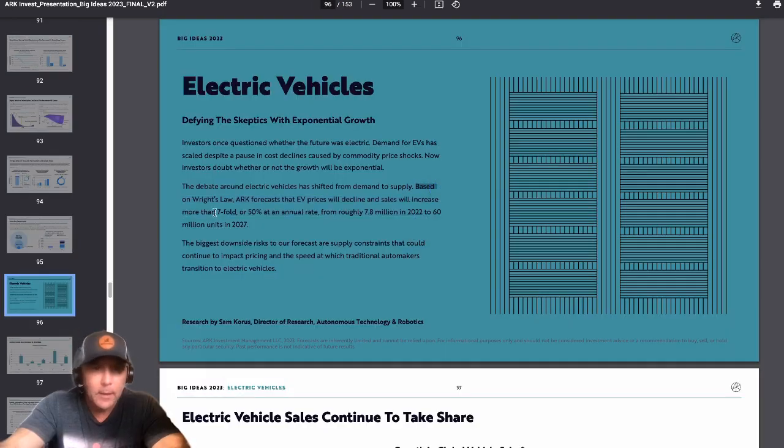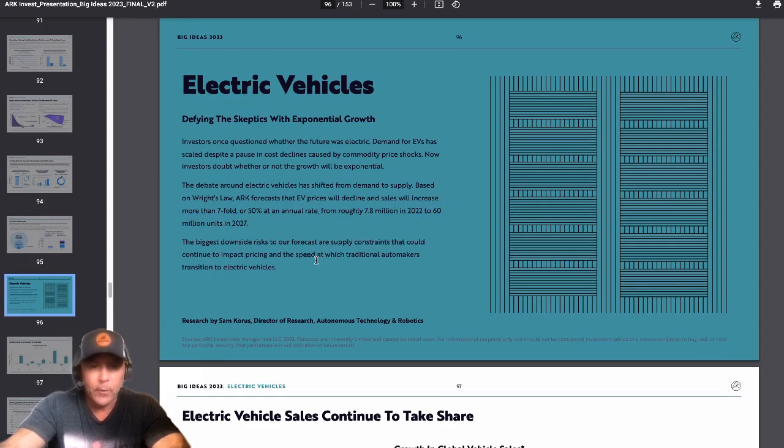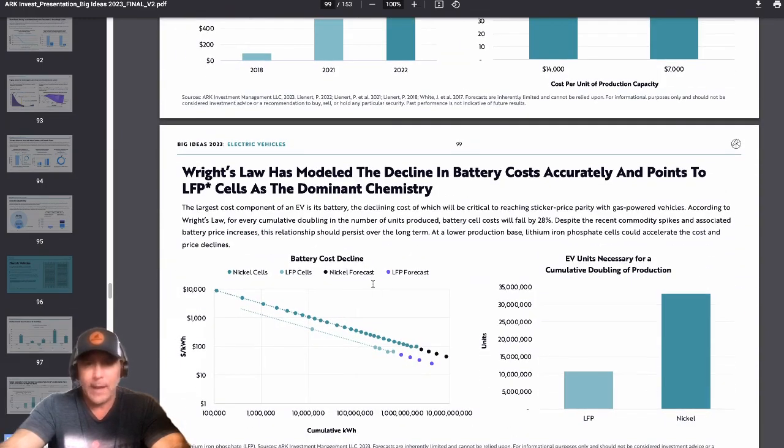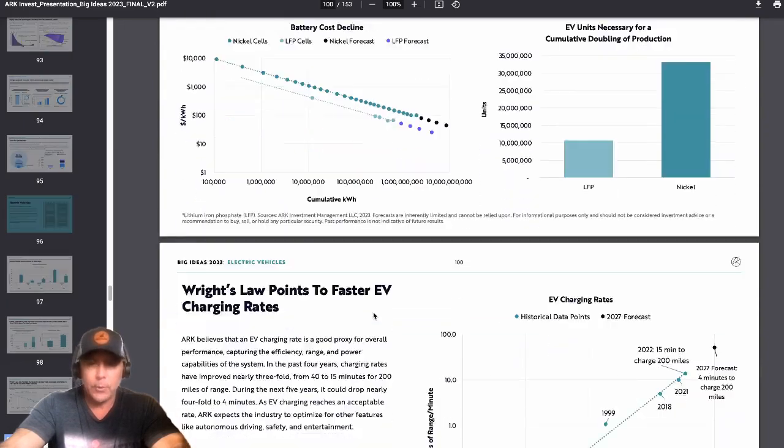So based on Wright's law, Ark-Invest forecast EV prices will decline and sales will more than sevenfold, or 50% at an annual rate, roughly 7.8 million vehicles in 2022 to 60 million in 2027. And for those of you that are interested, they go into full detail to validate their position in terms of the data that they're using.